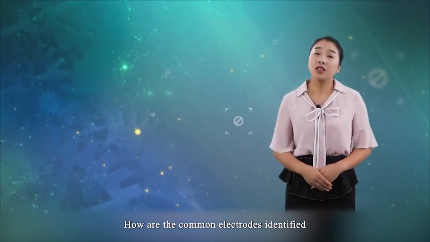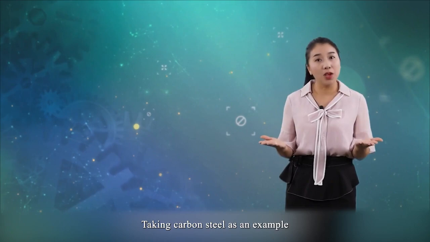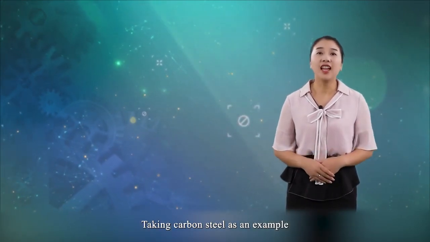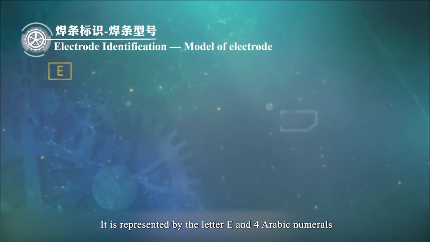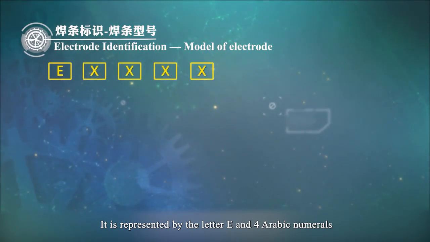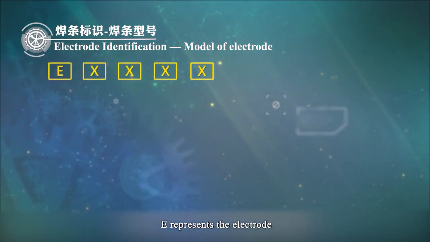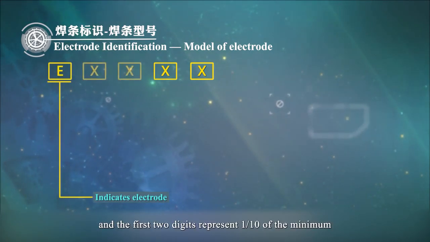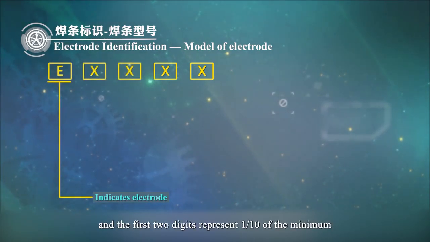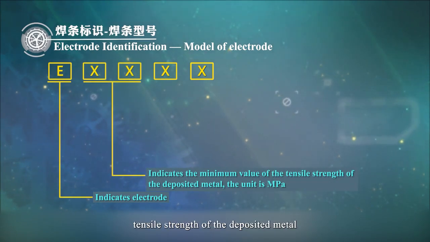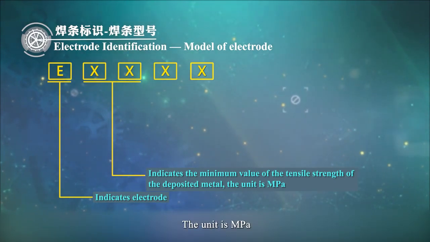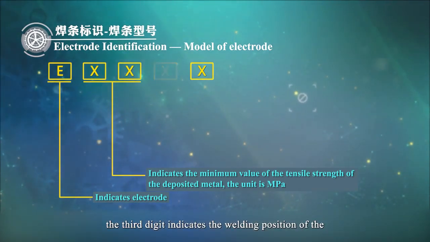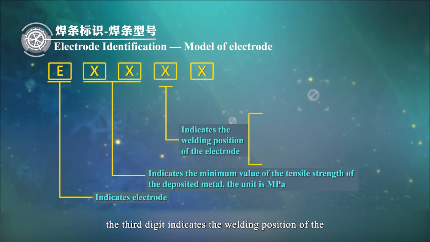How are the common electrodes identified? Taking carbon steel as an example, let's learn the model representation of the electrode. It is represented by the letter E and four Arabic numerals. E represents the electrode, and the first two digits represent 1/10 of the minimum tensile strength of the deposit metal. The unit is megapascal. The third digit indicates the welding position of the electrode.